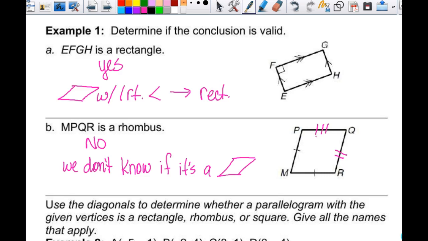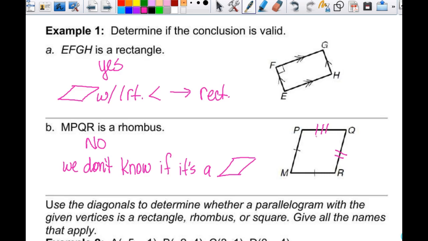If it's a parallelogram, it's going to force it to be a rhombus, but without that knowledge, we're stuck. Okay? We good? Any questions? Got to know that it's a parallelogram. So good job, Jacob. But I knew if I hung on long enough, people would decide that the answer was yes. Are we good? Okay.